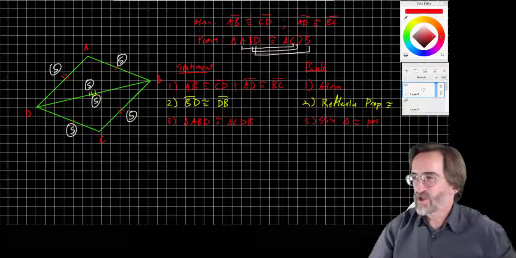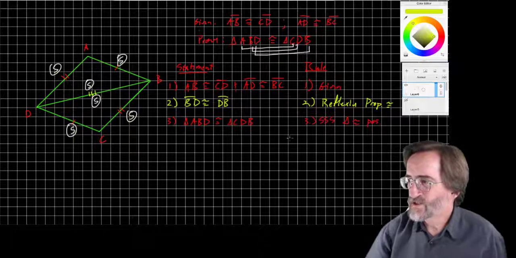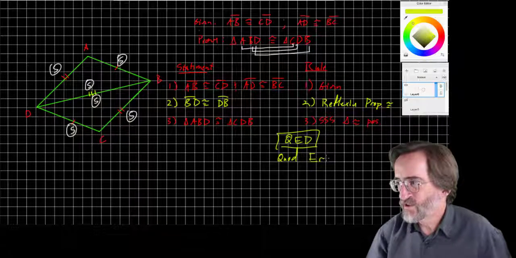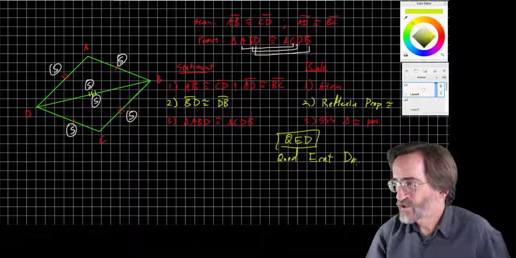Okay. QED, quod erat demonstrandum. I said it, therefore I proved it. Quod, I said it, like quote, erat, therefore, ergo, demonstrandum, demonstrated, showed, proved.